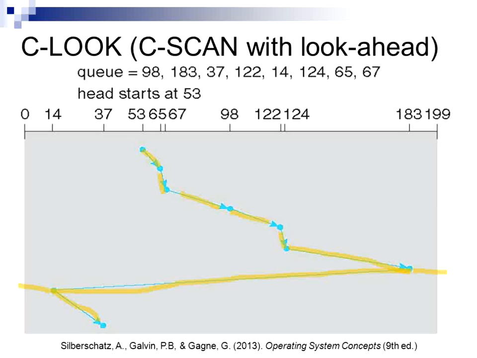But then the circular feature of it, the C part of it, just means that it doesn't read anything on the way back. It simply goes all the way back to the lowest number cylinder and starts again.